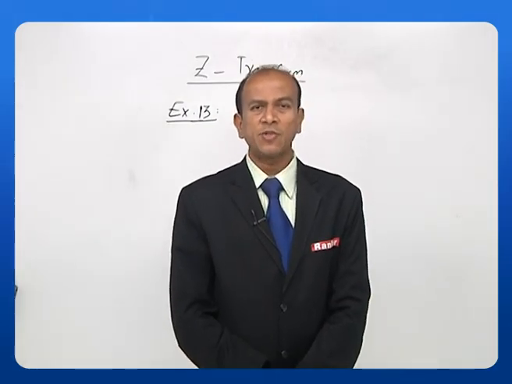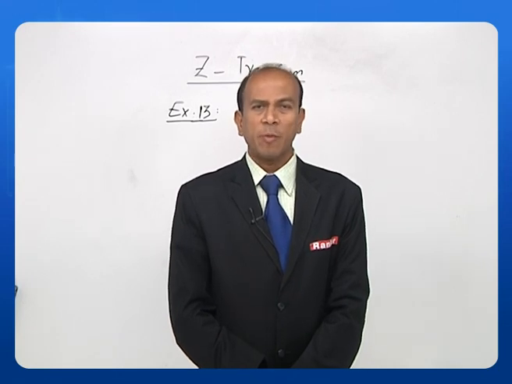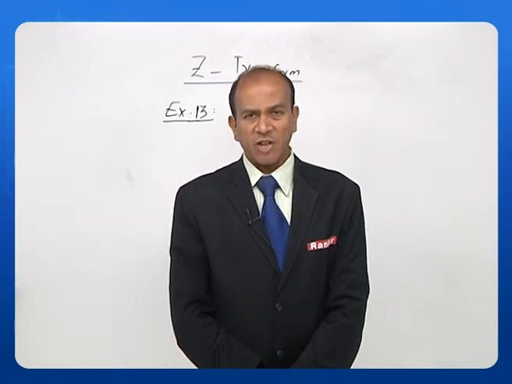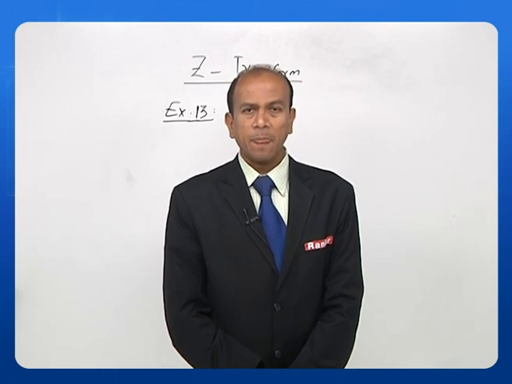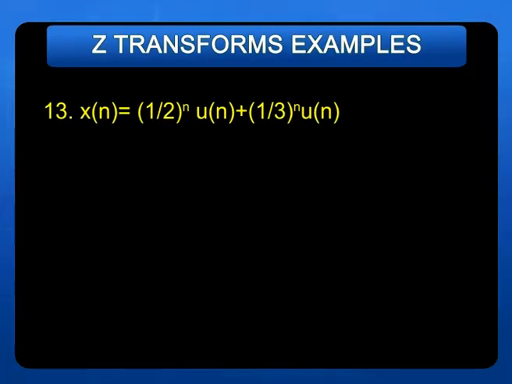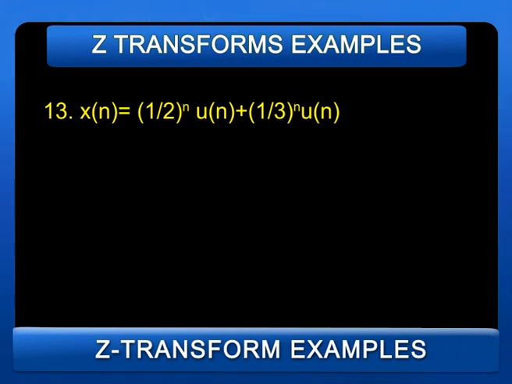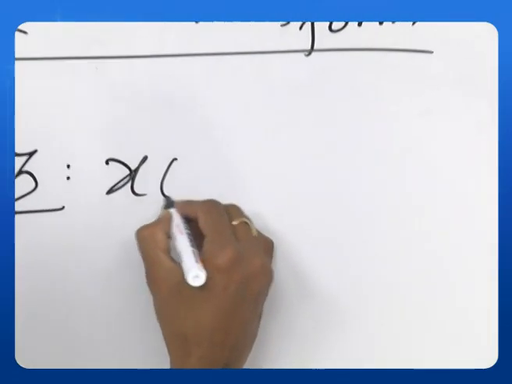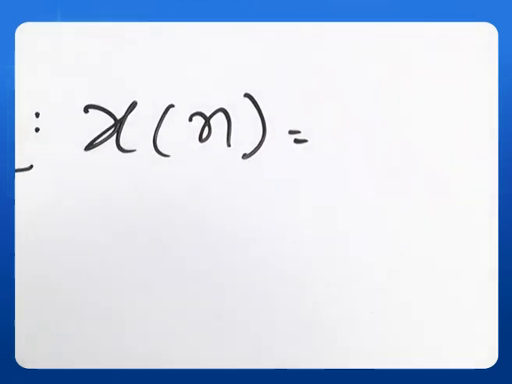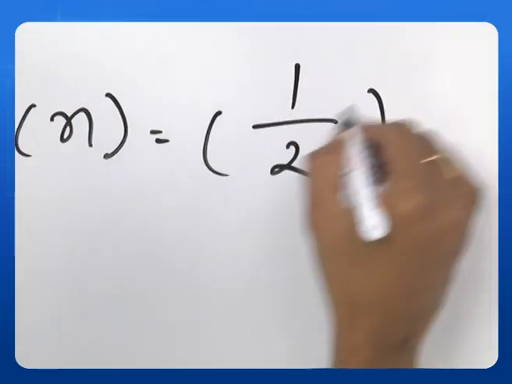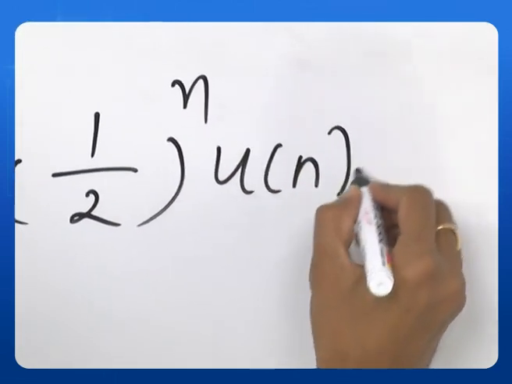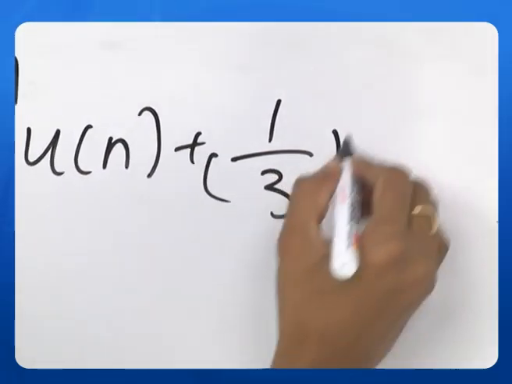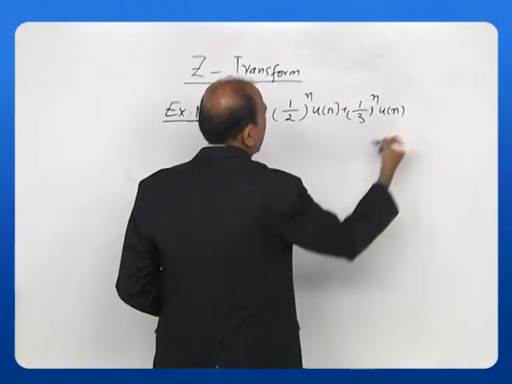This question is based on the linearity or superposition property of the z transforms. So, the example is, I read, x of n is equal to half to the power of n u of n plus 1/3 to the power of n u of n. So, we have to solve this problem. Let us put it here on the board. x of n is equal to half to the power of n u of n plus 1/3 to the power of n u of n.